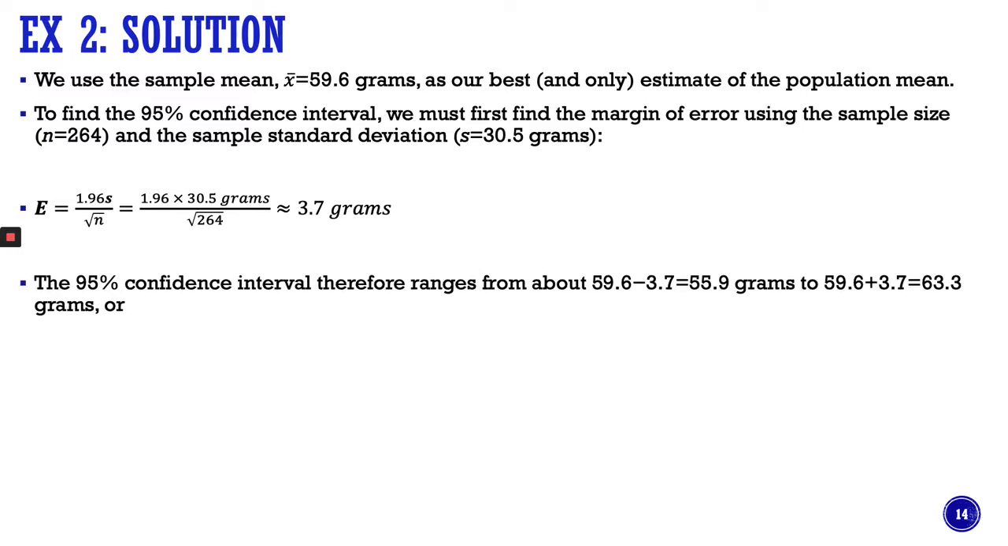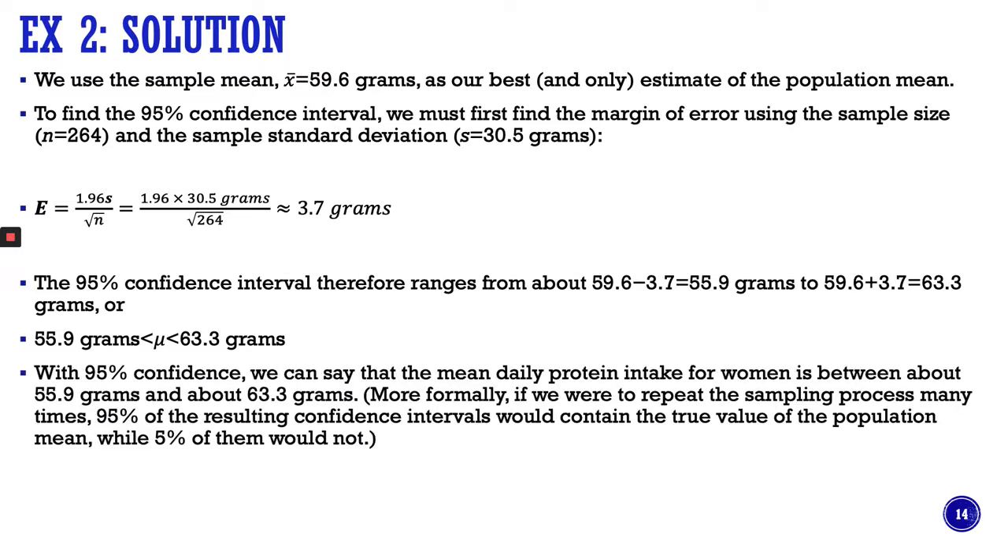The 95% confidence interval therefore ranges from about 59.6 minus 3.7, which gets us 55.9 grams, to 59.6 plus 3.7, which equals 63.3 grams. Or 55.9 grams is less than mu, less than 63.3 grams. With 95% confidence, we can say that the mean daily protein intake for women is between about 55.9 grams and about 63.3 grams. More formally, if we were to repeat the sampling process many times, 95% of the resulting confidence intervals would contain the true value of the population mean, while 5% would not.